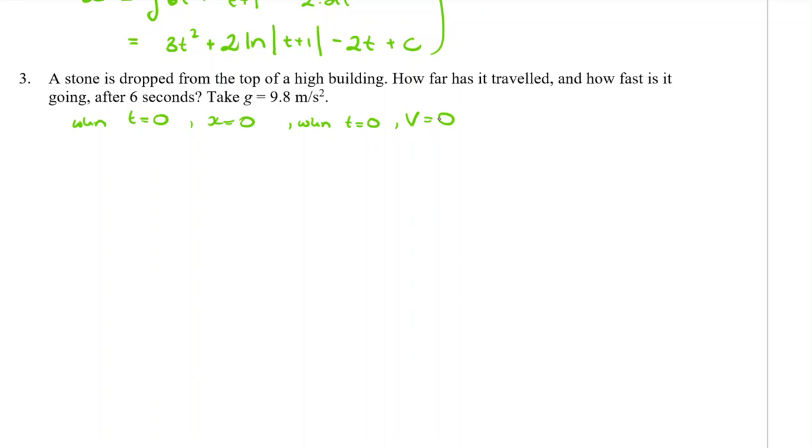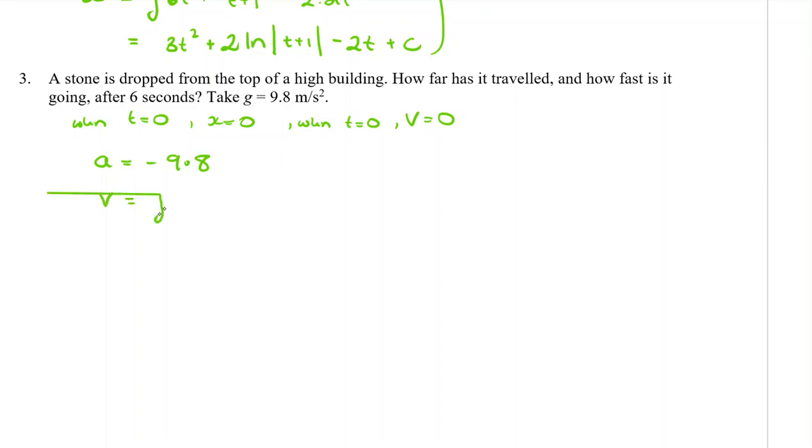Now, what direction is it moving? Down. So we're going to make that positive or negative? Negative? Yeah. Okay, so acceleration equals negative 9.8 because it's accelerating downwards. Okay, now we are going to find how far it has travelled and how fast it is going. So I need the velocity and the displacement equations. Yeah? Okay, so velocity first, obviously.